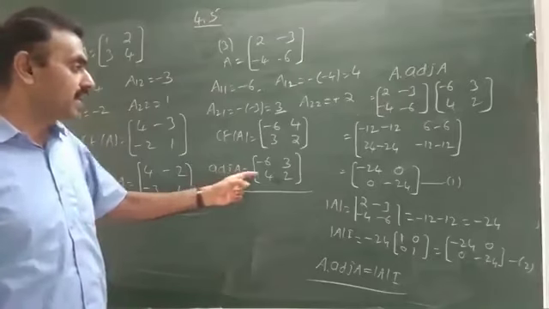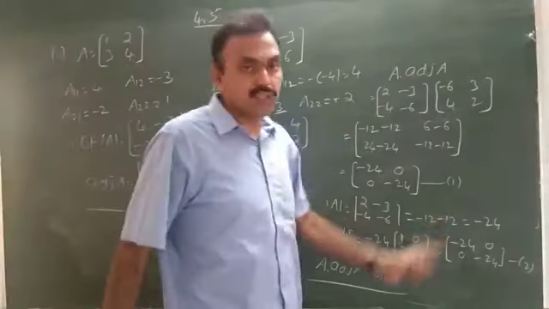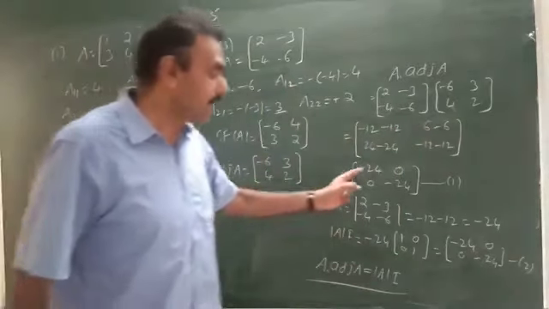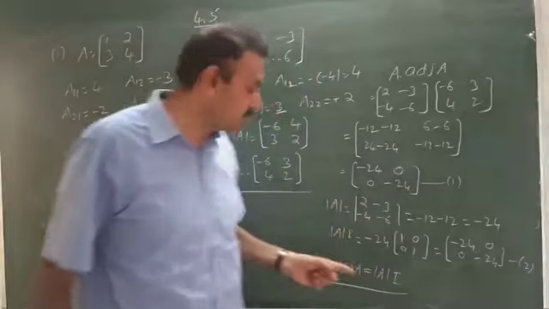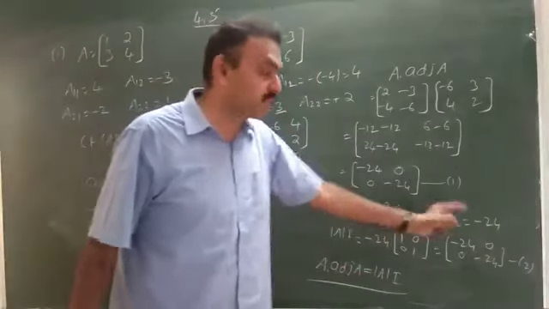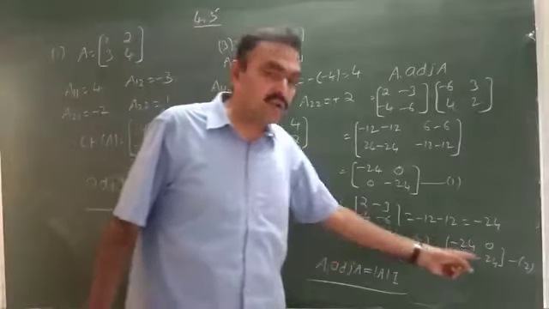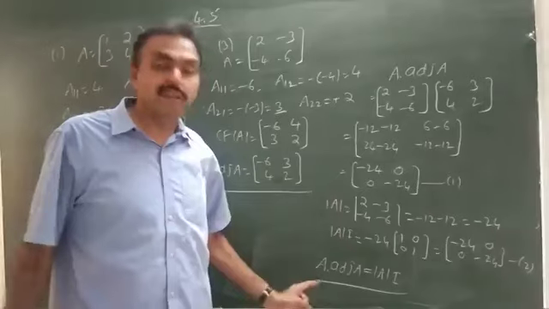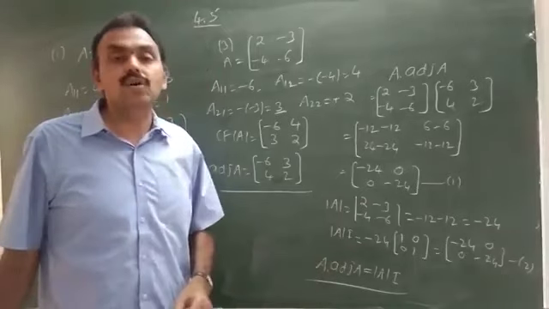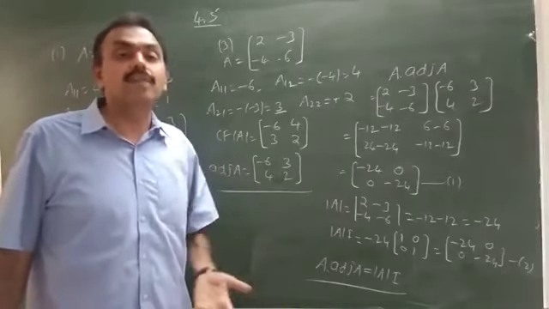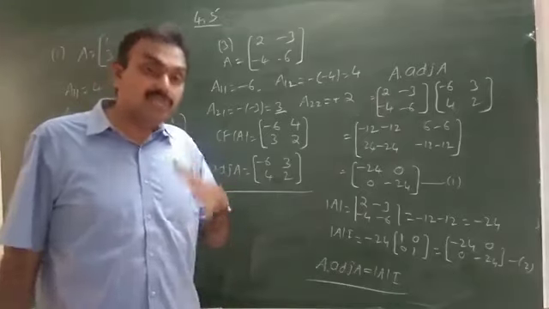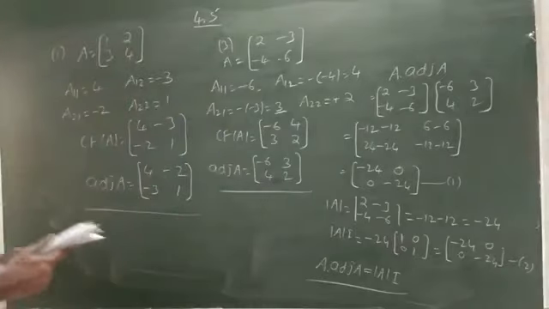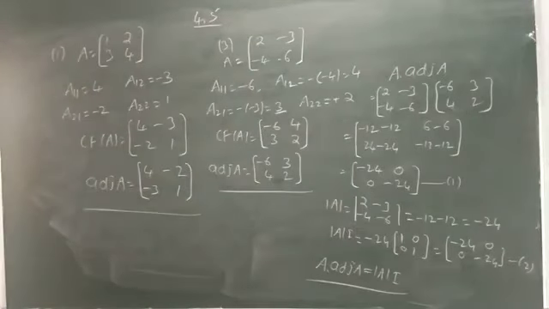So here we have taken adjoint A, then take A into adjoint A. We have got matrix A and adjoint A, you multiply that, you will be getting minus 24, 0, 0, minus 24. Then take determinant A, it is minus 24. Take determinant A into I, minus 24, 0, 0, minus 24. When you compare those two, you will be getting A into adjoint A is equal to determinant A into I. Similarly, we can prove adjoint A into A is equal to determinant A into I. I think you have understood the first two problems. Here we have discussed with 2 cross 2.